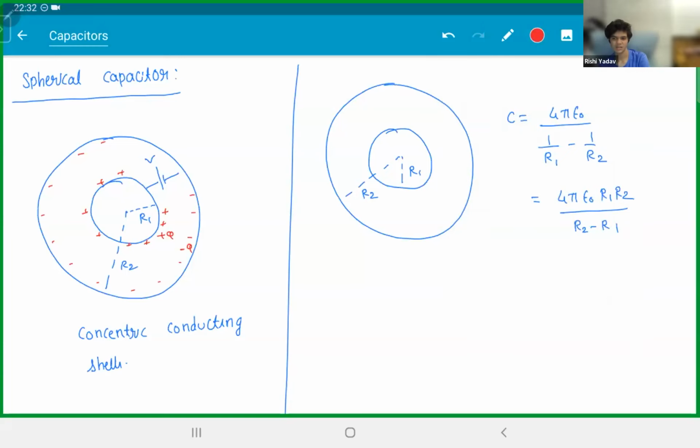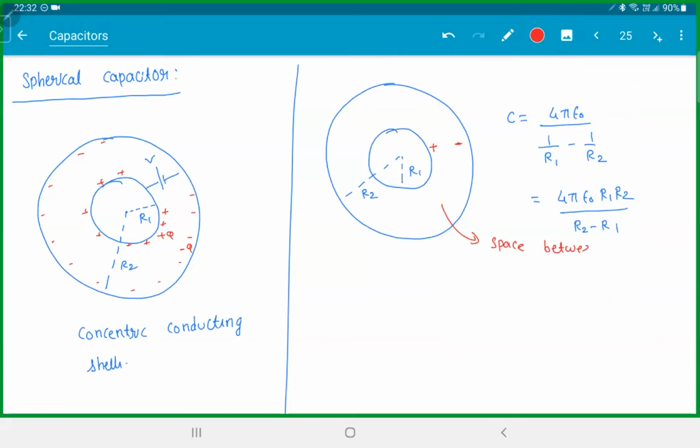Where is the capacitor here? Between the shells. So this space between the shells, now this is plus Q and this is minus Q. The space between the shells is called capacitor. The shells are not capacitors. Understand what's a capacitor? A capacitor is a place where you store energy. Where you store energy? In the field. Where is the field? Between the plates. The space between the plates is called a capacitor. The space between the shells is the capacitor.